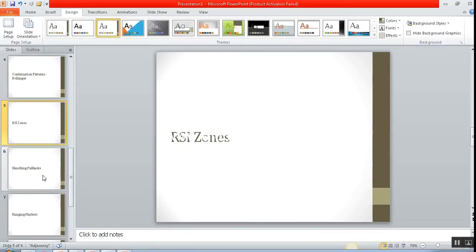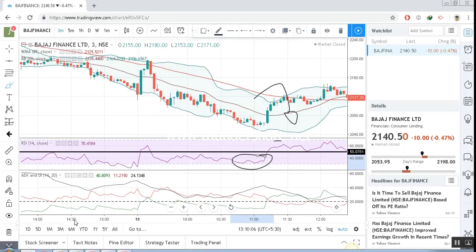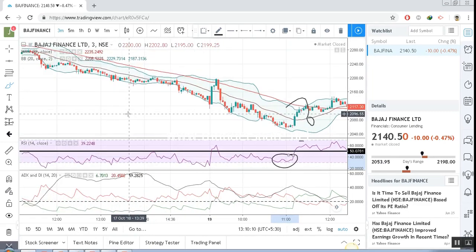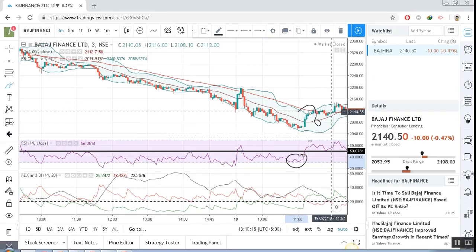Handling pullbacks is the same thing that I talked about. When you have a price going up, even if it's at the upper Bollinger Band, you don't take the trade. You take it only if it is taking support and your WMA is consolidating. This is how you have to handle a pullback trade. You take a position only when the price touches the upper Bollinger Band and takes support inside the Bollinger Band. Then you go for a buying trade, because this is a continuation pattern.